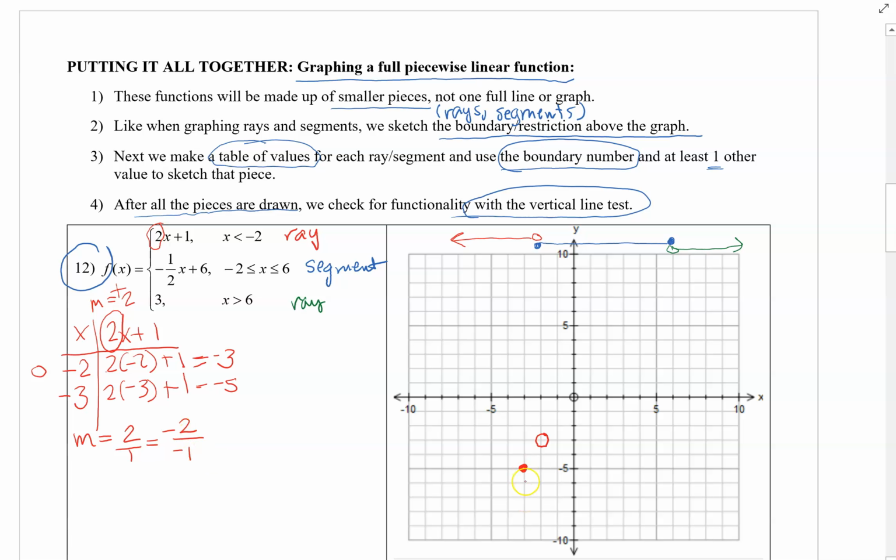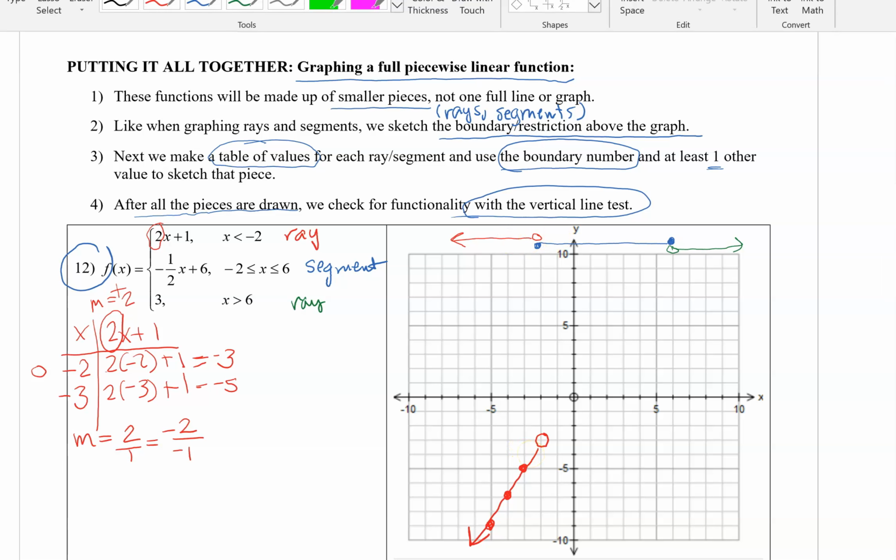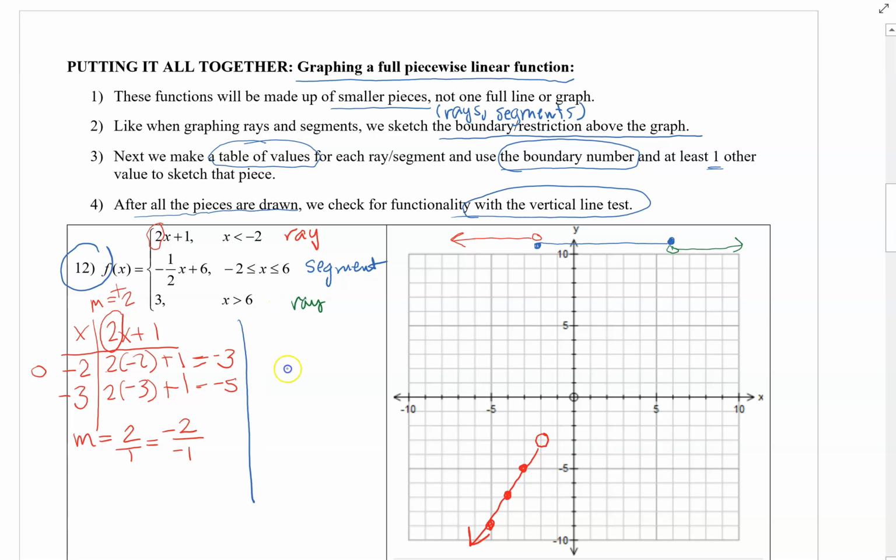So I could do more points on this line by just going down 2 and to the left 1, since it is a ray. That way we can kind of fill in the remaining points. And then there's my first piece, and it looks like it's matching the boundary restriction, so I'm feeling good about that one. Then I'm going to move over to my segment, which is between -2 and 6.